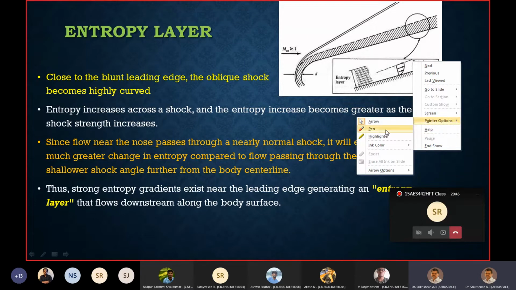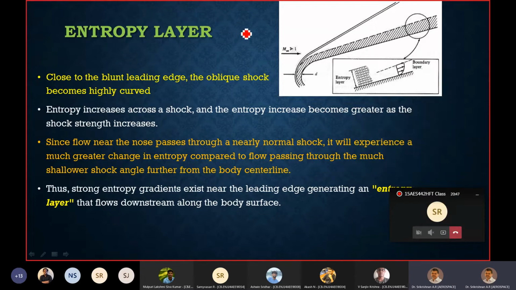When you have a bow shock here, we know that if the body has a blunt edge like this, the supersonic or hypersonic flow will have a standoff shock like this, which is referred to as a bow shock or a detached shock, etc. When you have a detached shock like this, we know that.